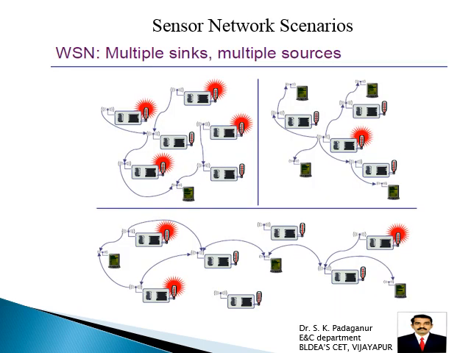Then in the network scenarios, we have multiple sinks and multiple sources. Here all these are sources, multiple sources, single sink. Here single source and multiple sinks. See here, these are the sinks. Here multiple sources, single sink. Here single source and multiple sinks. Here both multiple sources as well as multiple sinks. So this is called multiple sinks, multiple sources.